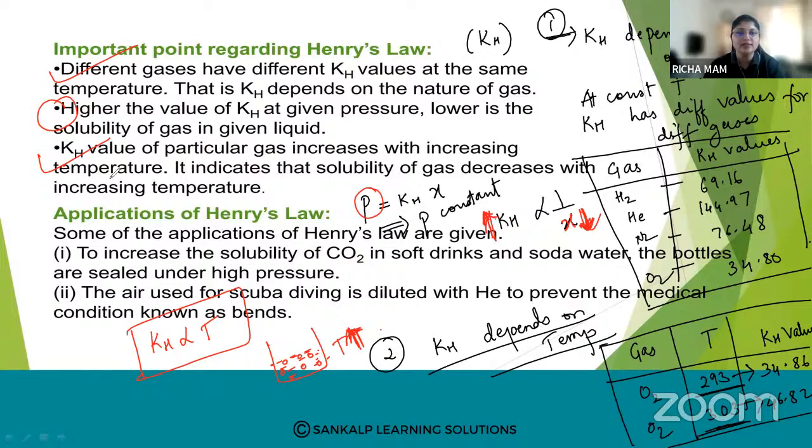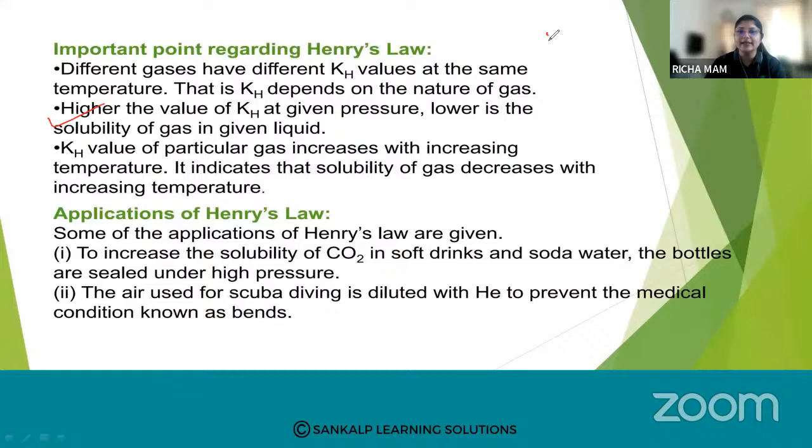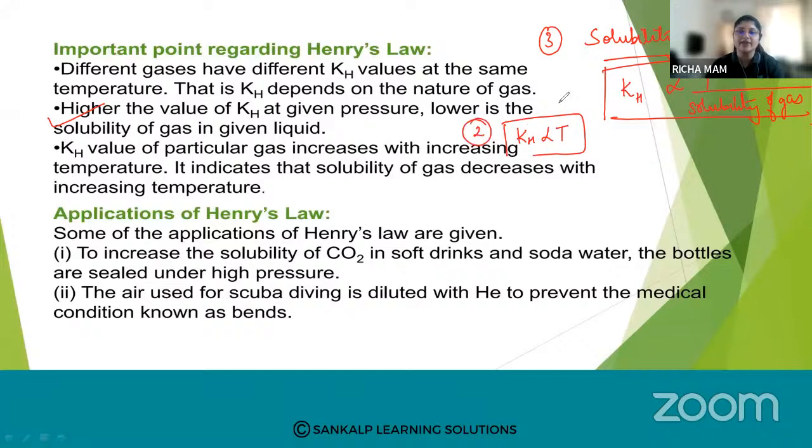Fine. So we'll see the third point. The factors which are affecting Henry's law also include the solubility of gas. Now, as you know, the KH value is inversely proportional to the solubility of gas. So make this also a point. The KH value is directly proportional to temperature. This was the second fact we have seen.